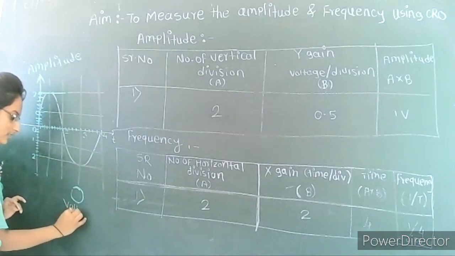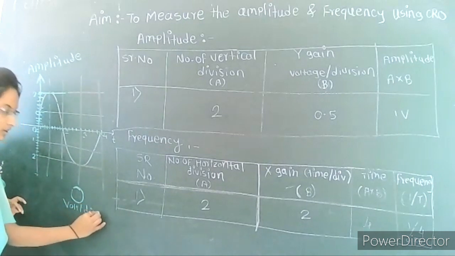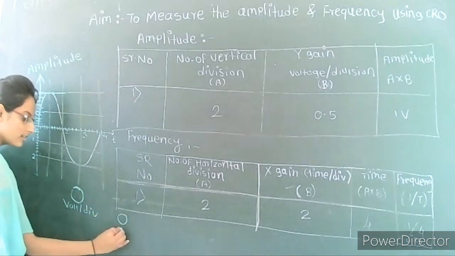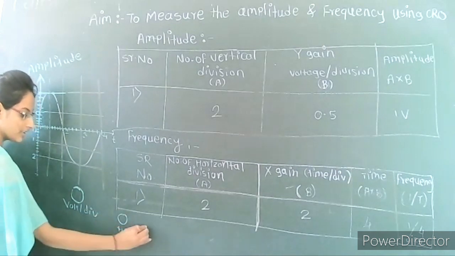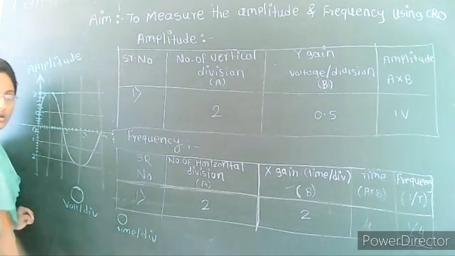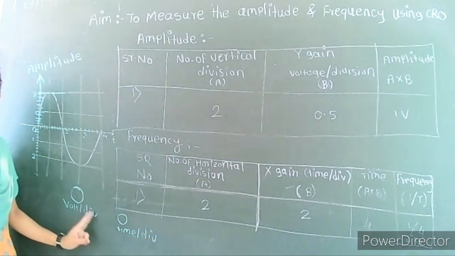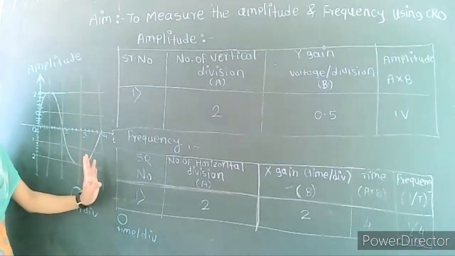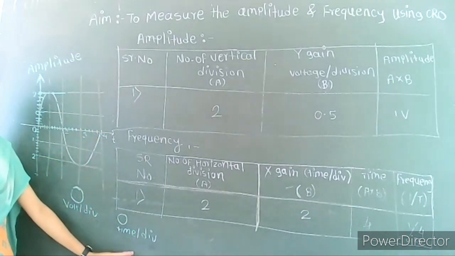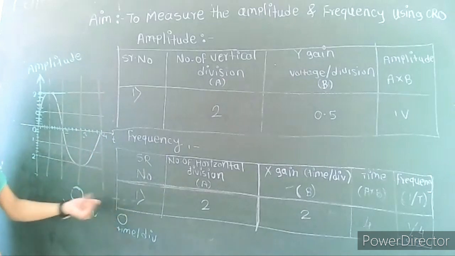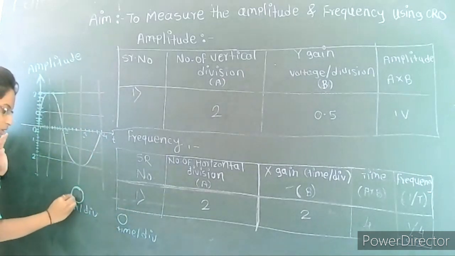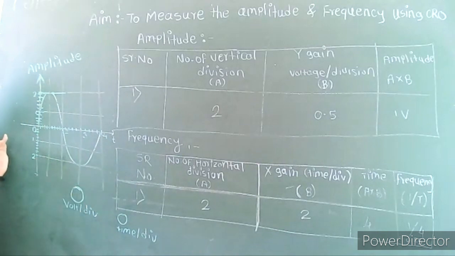So we have two knobs on the CRO. The first knob is voltage per division. This knob is for amplitude measurement, and the second knob is time per division. Why are these two knobs used? The voltage per division knob is used to measure the amplitude, and the time per division knob is used to measure the time period. So to measure the amplitude, we have to use this voltage per division knob.